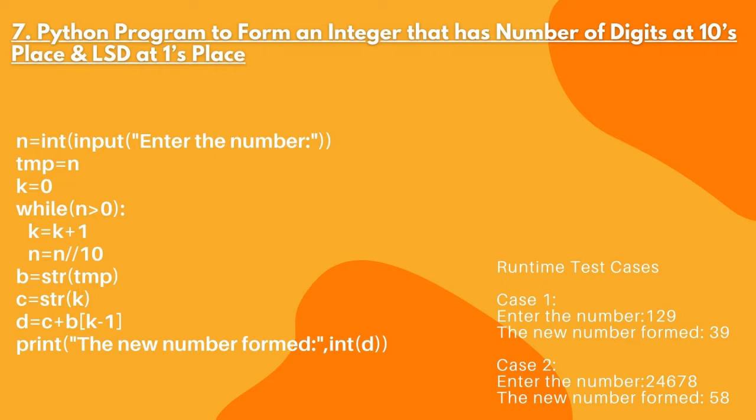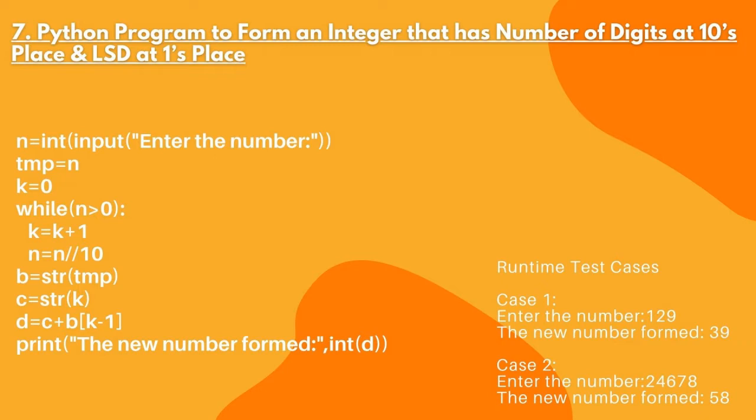First, the user must enter the number and store it in a variable. A copy of the variable is made because the original value of the variable would be changed while counting the number of digits. The while loop is used and the last digit of the number is obtained by using the modulus operator. Each time a digit is obtained, the count value is incremented.